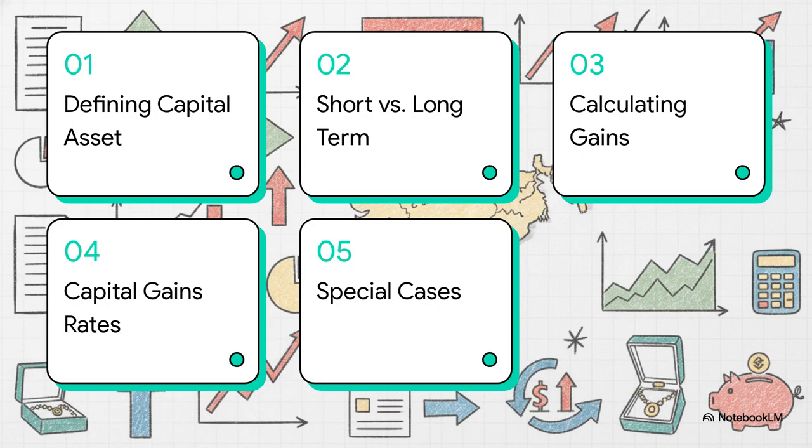We'll be hitting 5 key stops today. First, defining a capital asset. Second, short versus long-term holding periods. Third, actually calculating your capital gains. Fourth, capital gains tax rates. And finally, those tricky special cases and conversions.